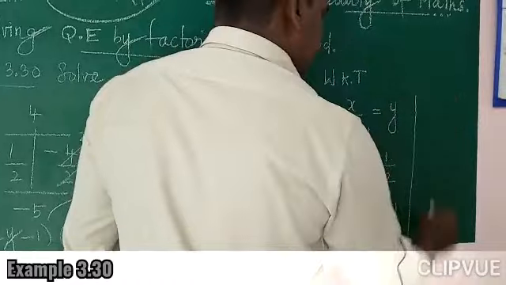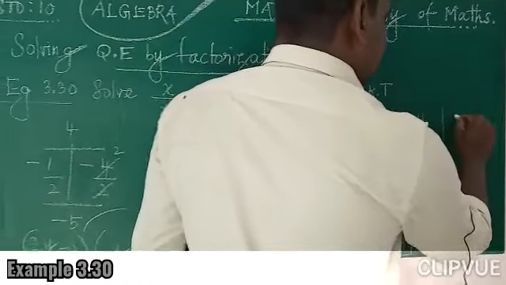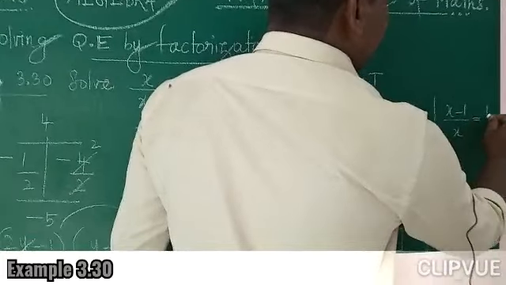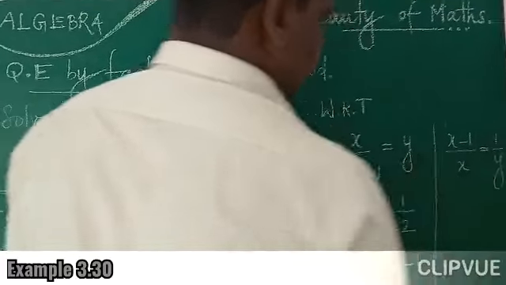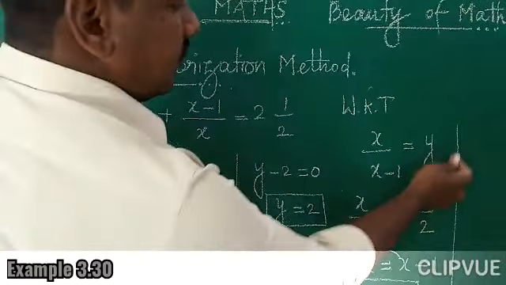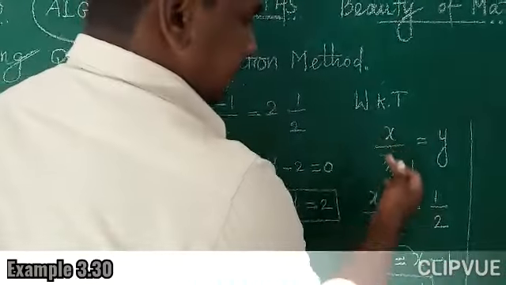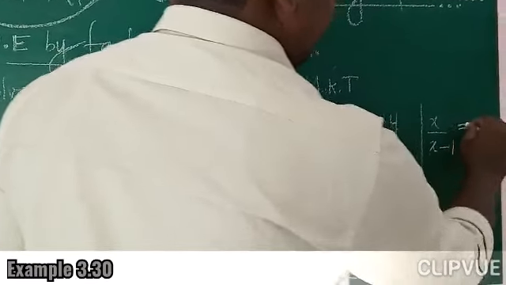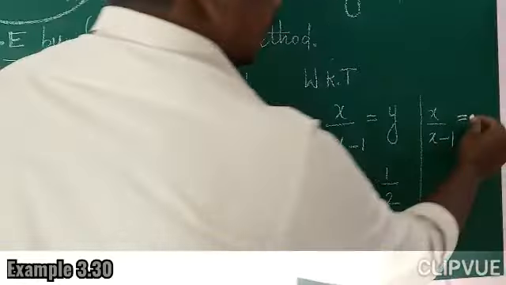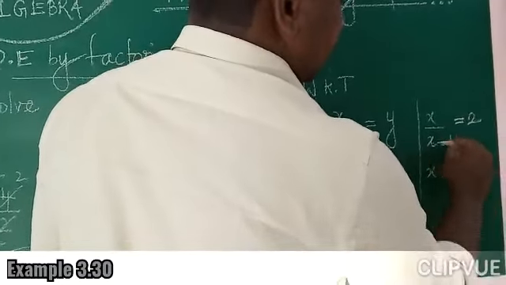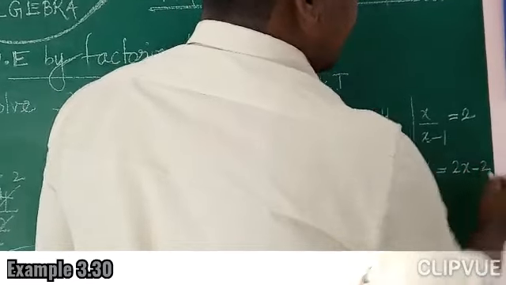Another one, x minus 1 by x is equal to 1 by y. This one no need. Better we assign the value of another one, value of y. So x by x minus 1 equal to, what is the value of y? y is equal to 2. If you take that value, so x is equal to 2x minus 2.